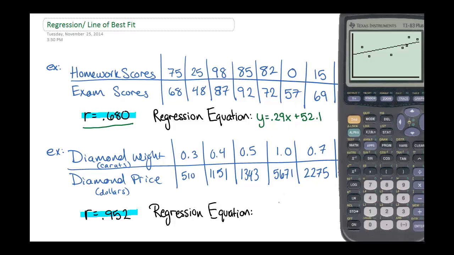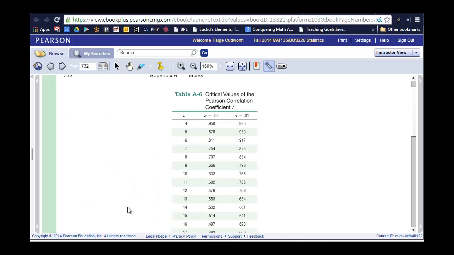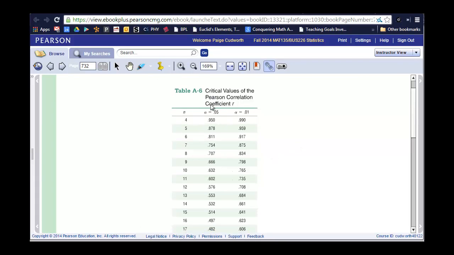And the way we make this determination, we can do this in two different ways. The first option is to look at the R value we had, and for this data set this was 0.680, and use the Pearson critical value chart from our book. So this is in the appendix, but it's also in the little pull-out sheet as well. This is a little table of critical numbers for our correlation coefficient. So in here we need to know what n is, which means we need to know the number of data points involved. And then we'll also choose either a 0.05 or 0.01 significance level.